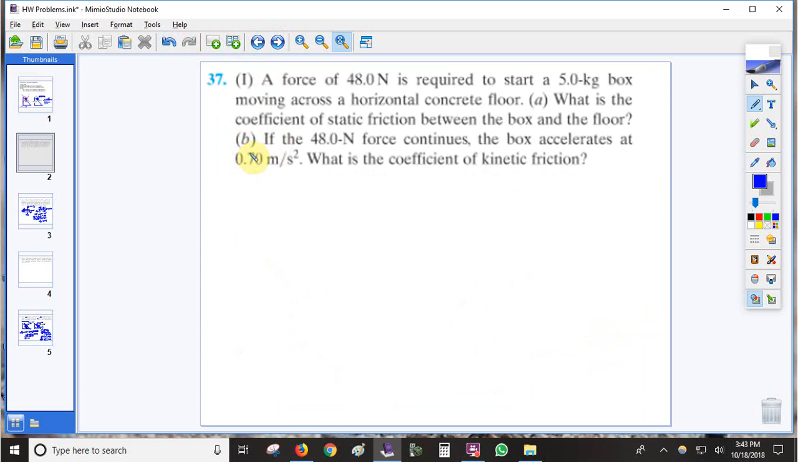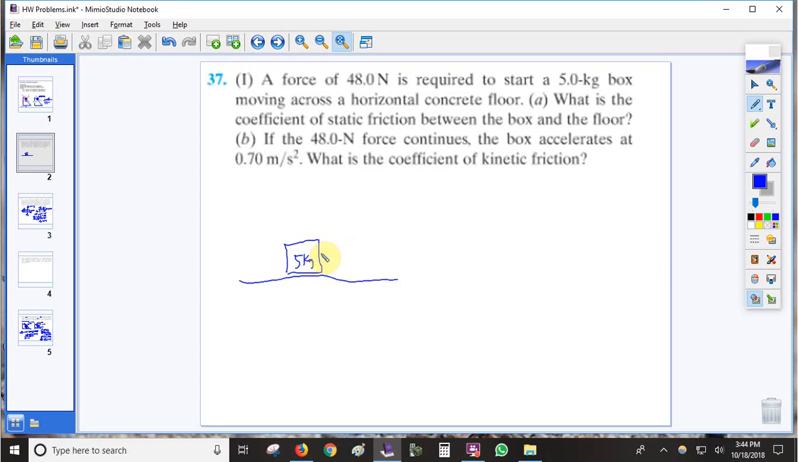So we'll start with problem 37 here. This says a force of 48 newtons is required to start a 5 kilogram box moving across a horizontal concrete floor. Let's see, horizontal concrete floor. Here's the box, 5 kilograms. What is the coefficient of static friction between the box and the floor?